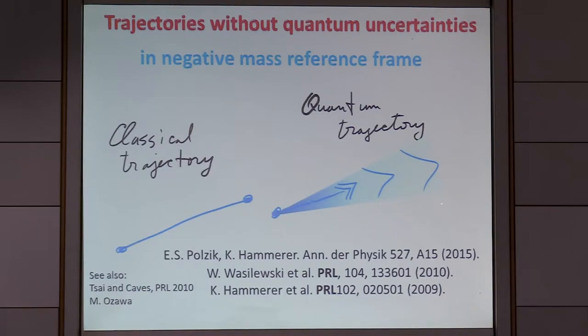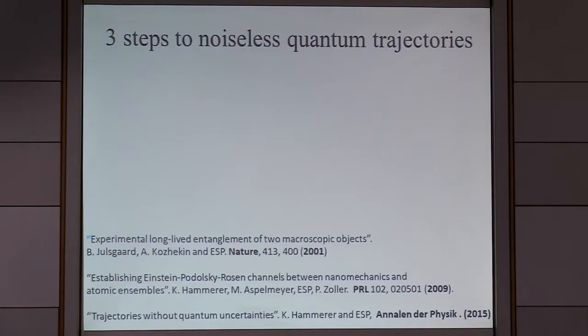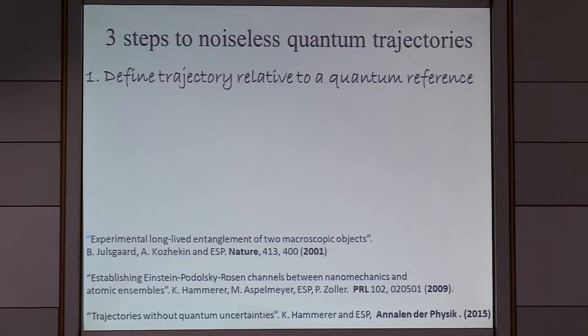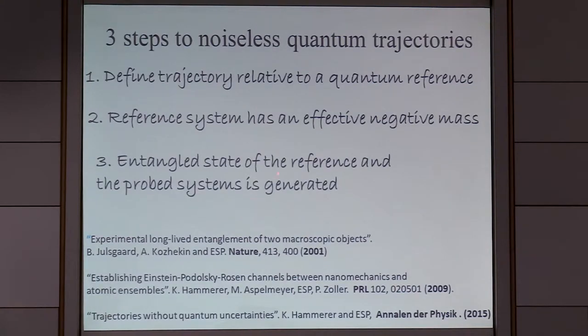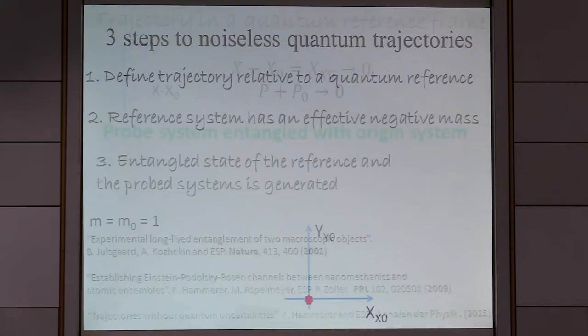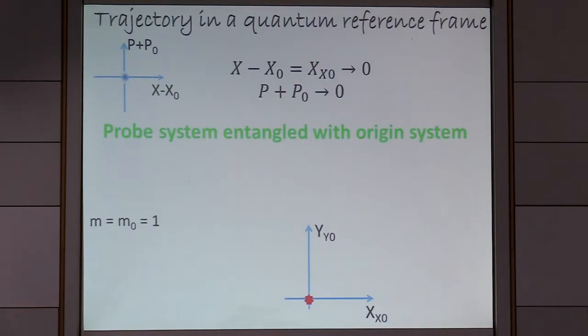So quantum trajectories are usually not very well defined. Classical ones are defined. So we want our quantum trajectories to be as defined as the classical ones. And we need three steps for that. So first, we define the trajectory with respect to a quantum reference frame. This quantum reference frame should have this effective negative mass. And you have to generate an entangled state of those two systems. And what happens then is the following.